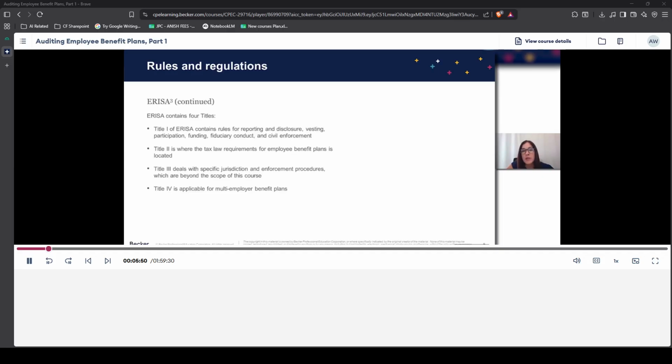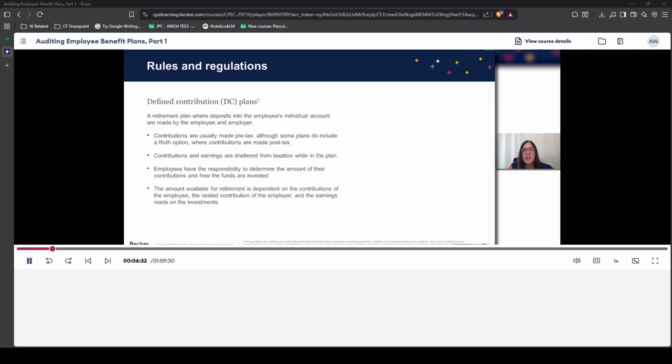There are 4 titles under ERISA, all covering different aspects when it comes to employee benefit plans. Title I is where you'll find the rules for reporting and disclosure, vesting, participation, funding, fiduciary conduct, and civil enforcement. That's where we're going to focus our discussion, in regards to Title I of ERISA. But just for your future information, Title II is where you will find the tax law requirements for EBPs. Title III deals with specific jurisdiction and enforcement procedures. And Title IV is applicable for your multi-employer benefit plans.